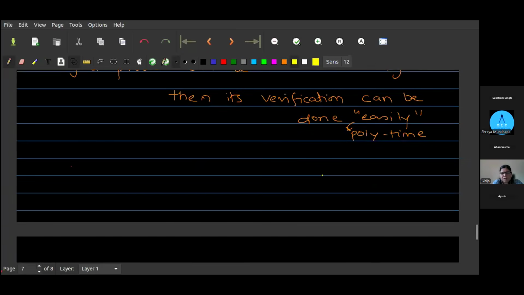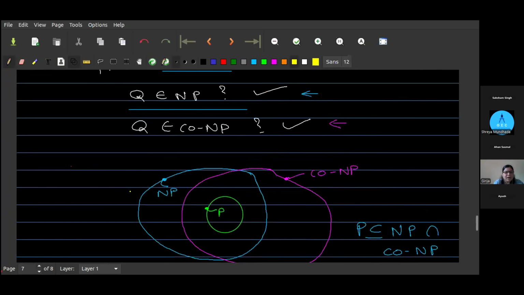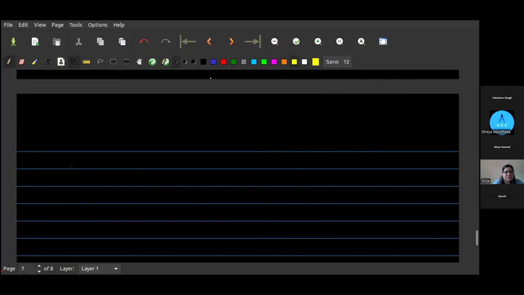Okay, so now the next question is, let's look at just these two circles for now. We'll skip the co-NP part for now. Let's look at these two circles.